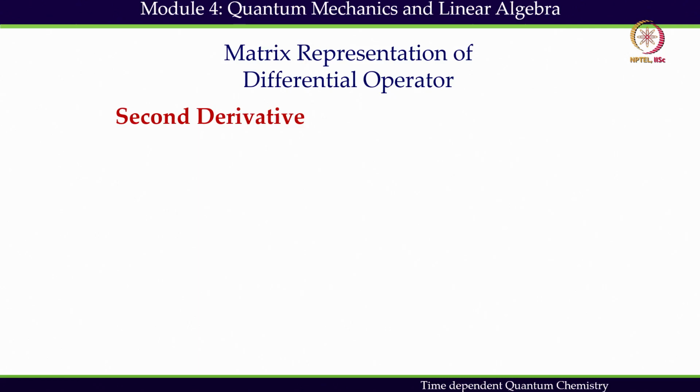derivative is not present in the Hamiltonian operator. The Hamiltonian operator has a second derivative, because kinetic energy is minus h bar squared by 2m times the second derivative. So, we have to get the second derivative expression with the help of the finite difference method.